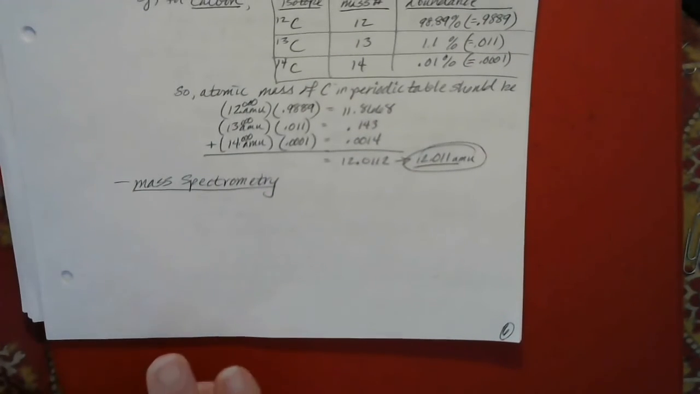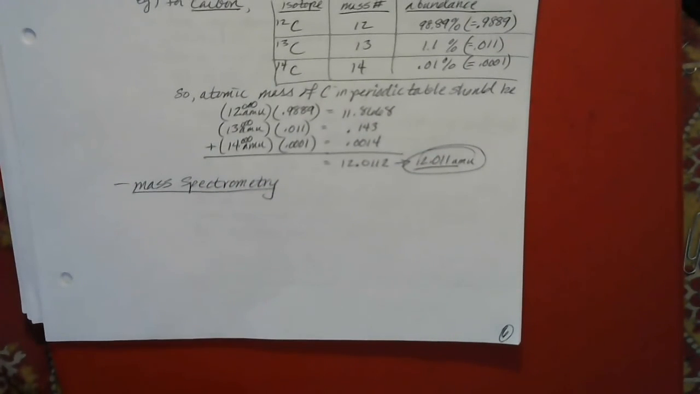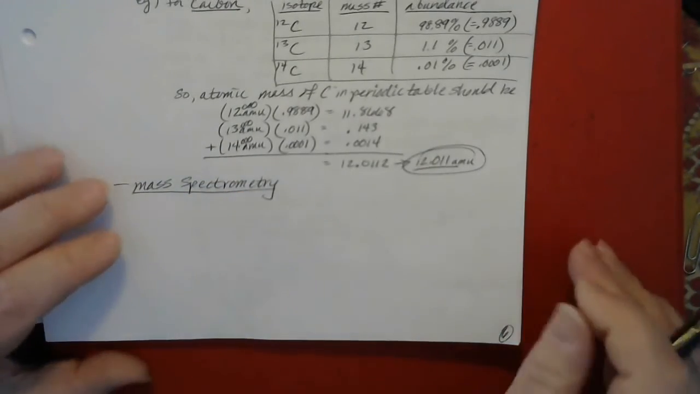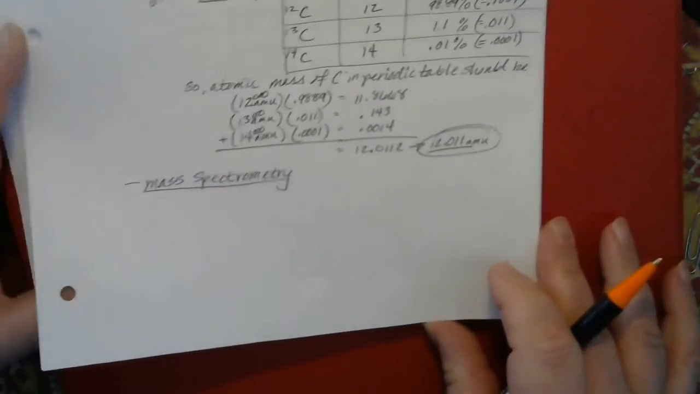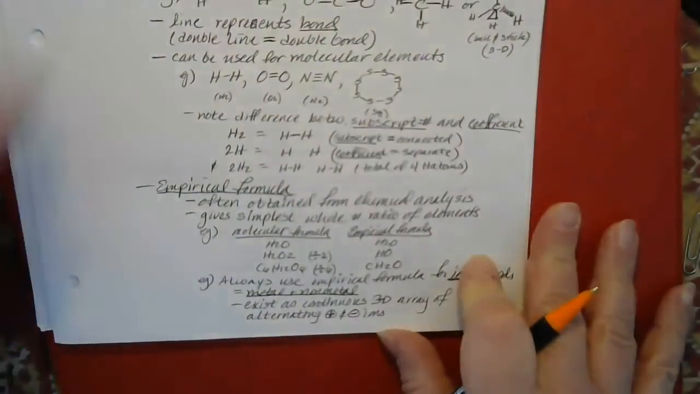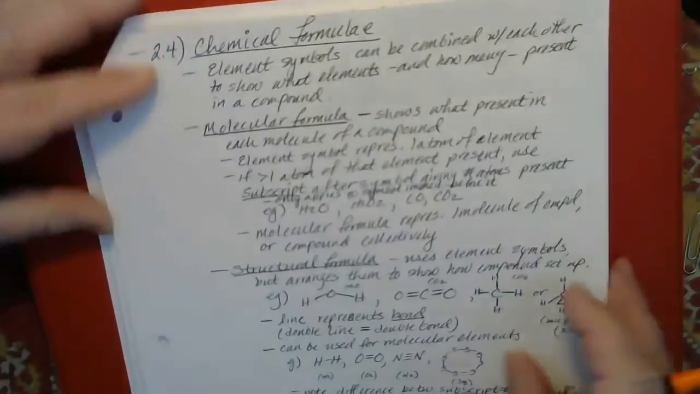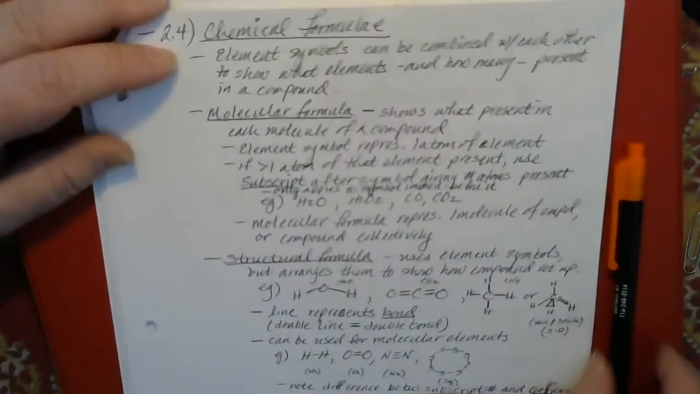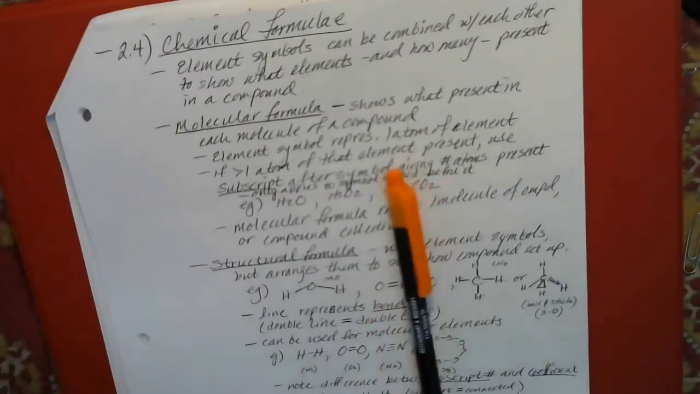Okay, the book, for some reason at this point, wants to get into a discussion of mass spectrometry. I think we can save that for graduate school if you want to pursue that kind of thing, or at least upper level chemistry. So we'll skip the mass spectrometry for right now and go on to the subject of chemical formulas, or formulae if you want to use the proper Latin form.